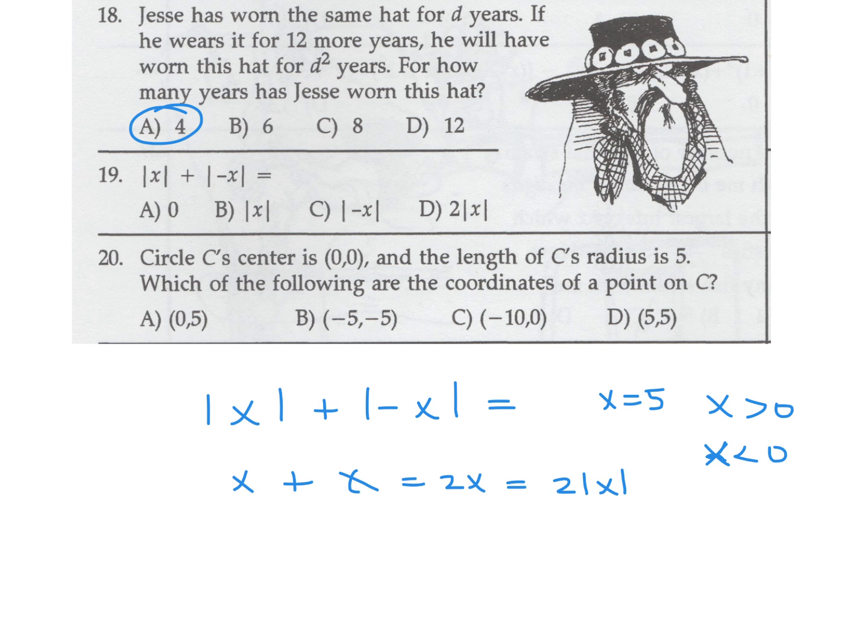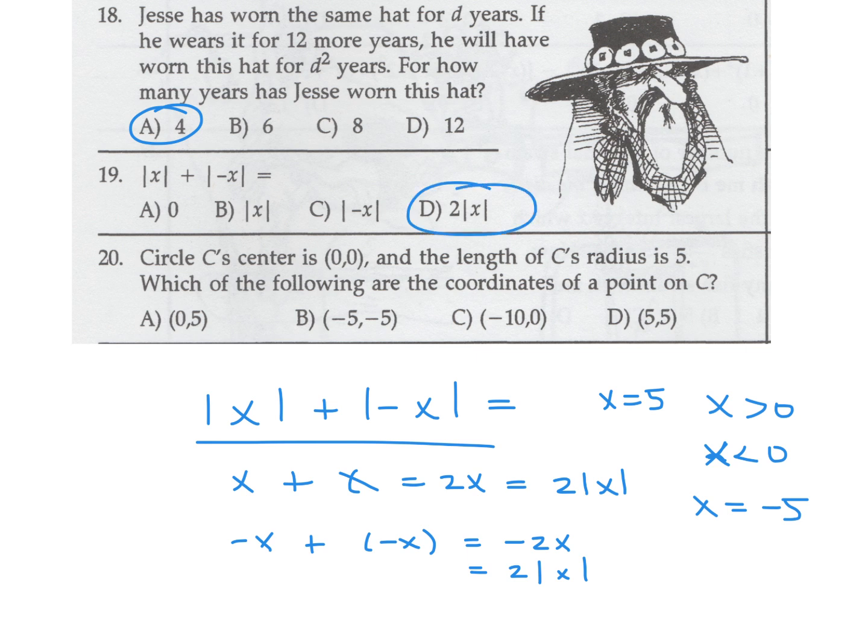Okay, now when x is less than 0, so for example if x is minus 5, this equation would be minus x plus, so this is going to be minus x. So that's minus 2x, or the equivalent of writing 2 absolute value of x, right? So for both cases, it looks like it's choice D.